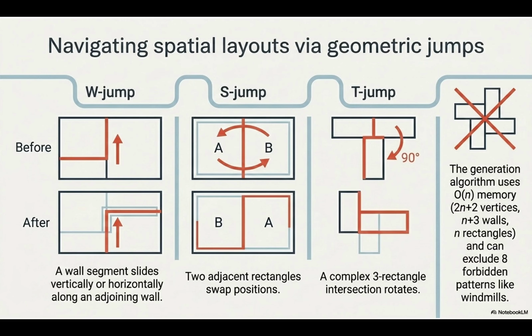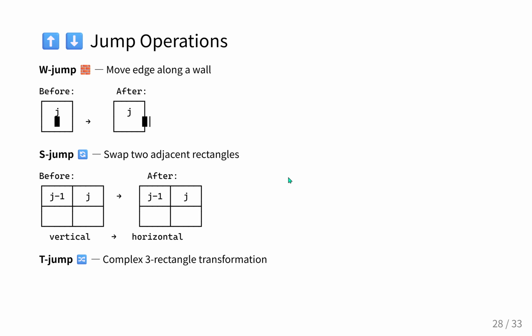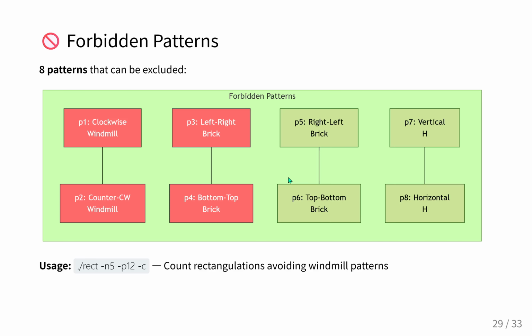Now, why does geometric partitioning matter to you? Why should you care about an algorithm drawing boxes inside of boxes? Because it's everywhere in tech. Yes, because this spatial optimization is exactly how VLSI design works for making computer chips, how architects optimize floor plans, and even how software renders treemap data visualizations.